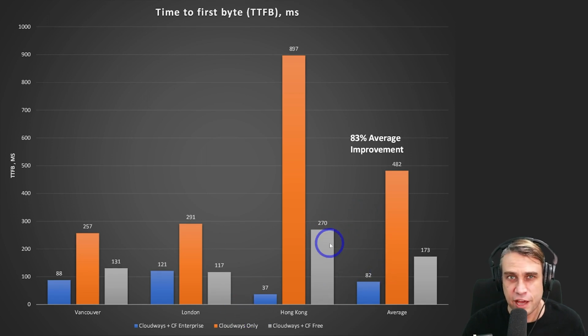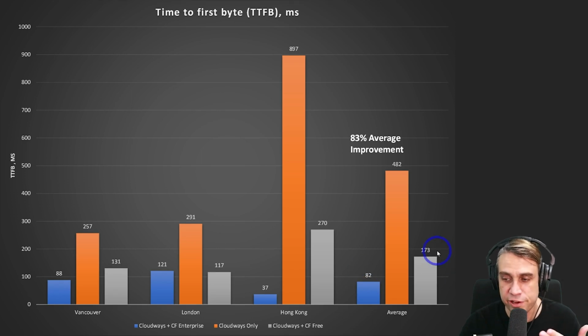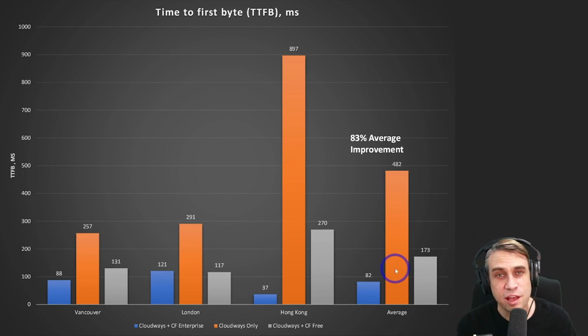And the free Cloudflare plan was a little bit further behind. Overall, we're getting an 83% average improvement by using Cloudflare, and using the free one is still a good improvement, but the enterprise Cloudflare is almost twice as fast as the free Cloudflare as well. So that's worth noticing. Those of you on the free plan thinking, how much extra value am I going to get by adding those $5? Well, still very significant in terms of its performance increase.